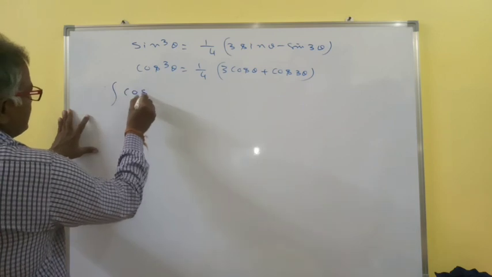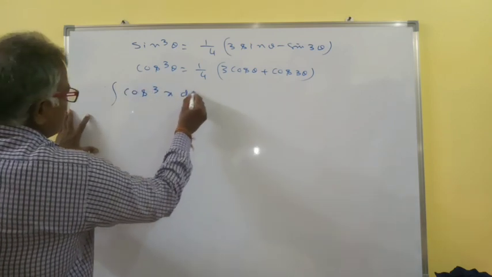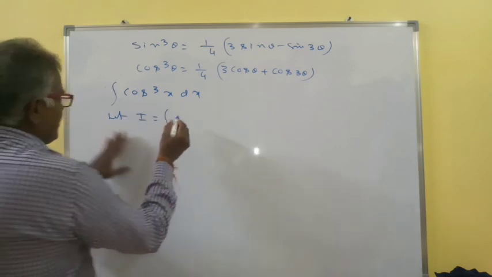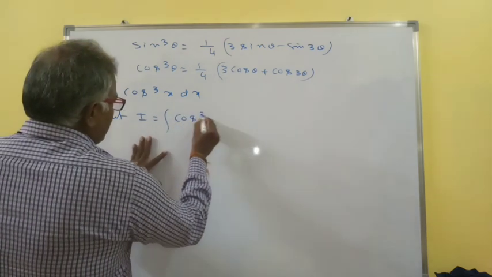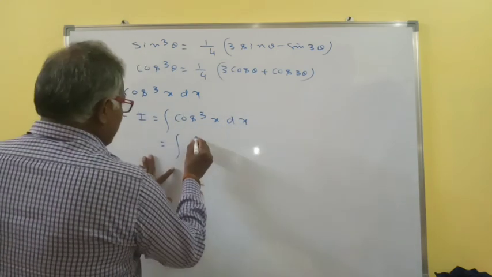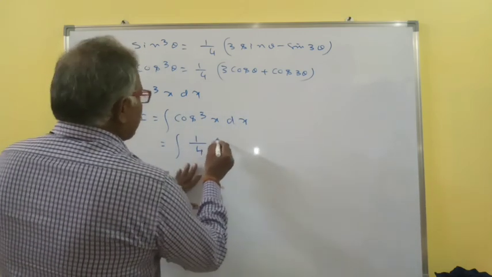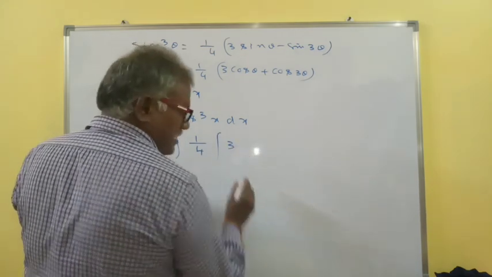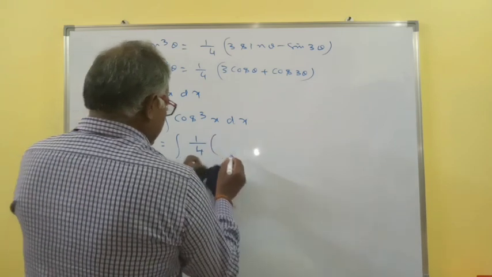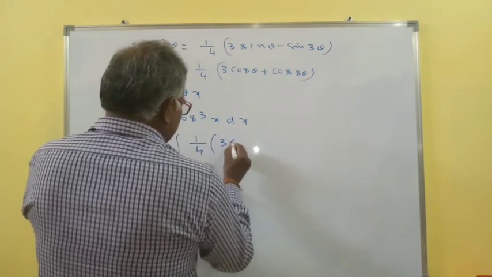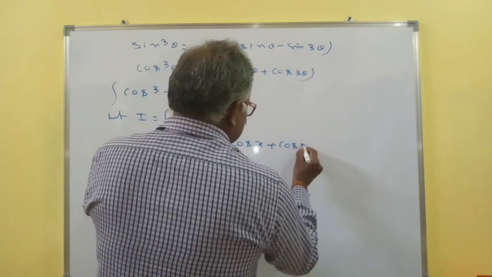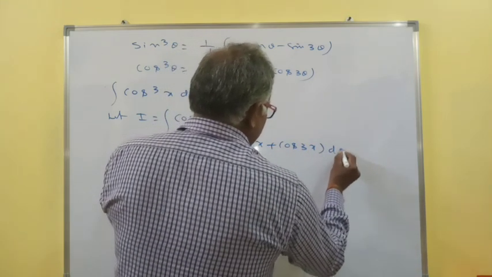Integral cos cube x dx. Let I equal the integral of cos cube x dx. What is the integral value of cos cube x? First of all, the formula: integral 1 by 4 into 3 cos x plus cos 3x dx.